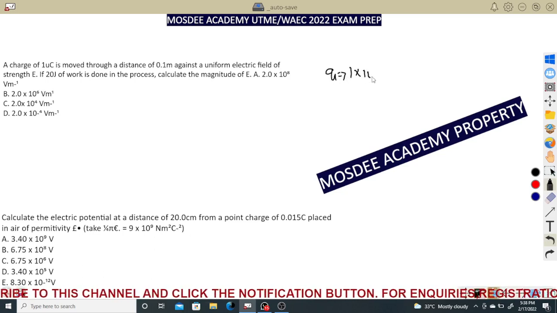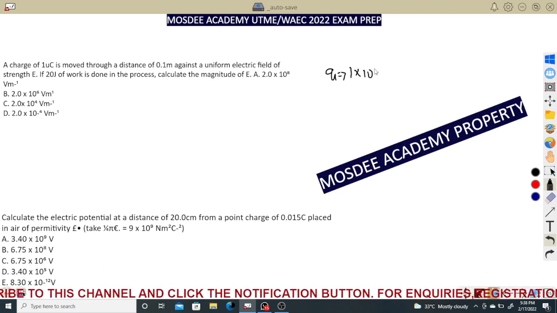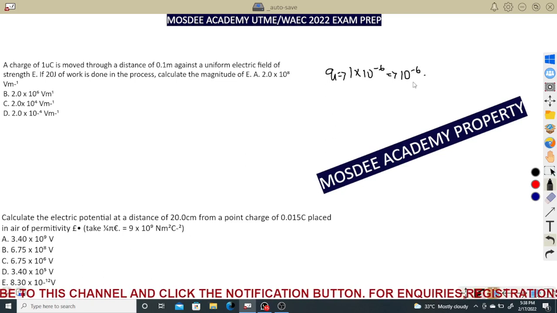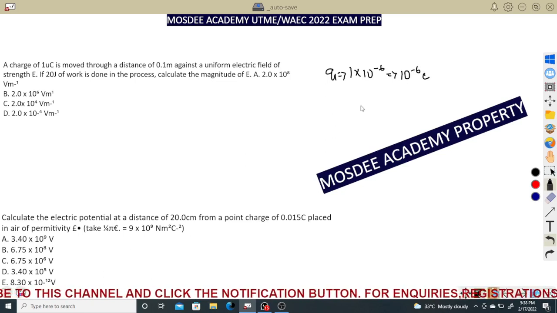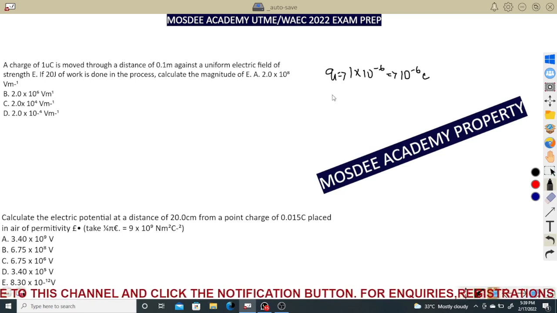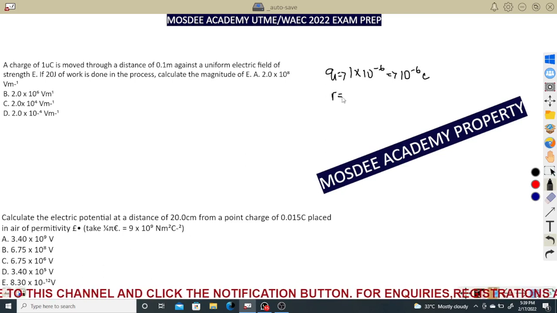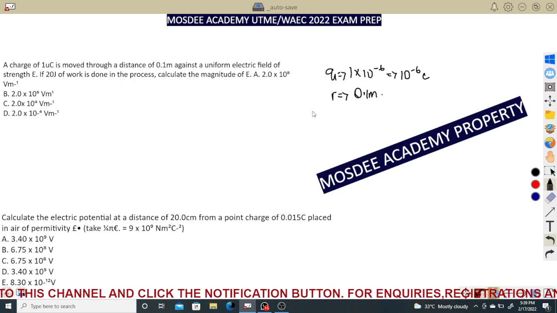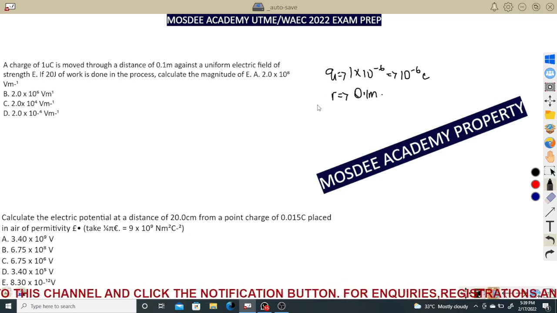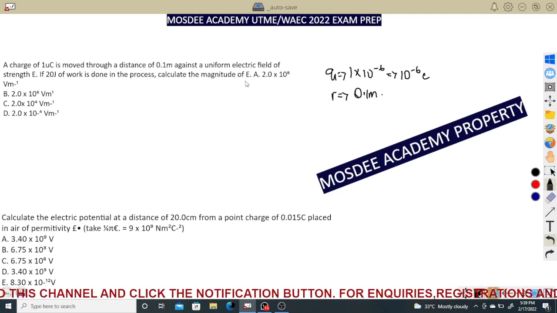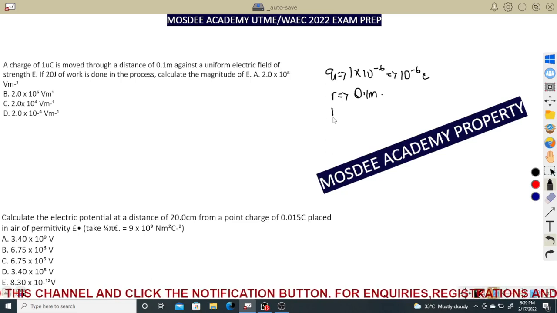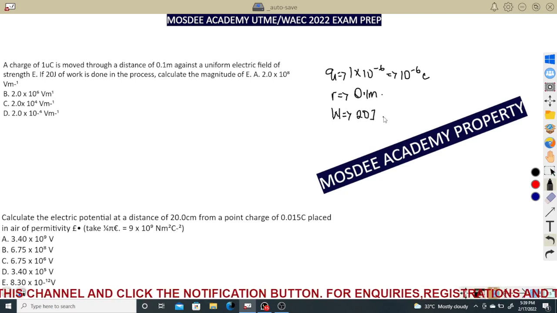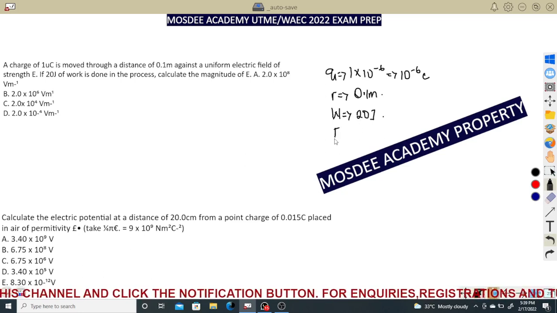1 times 10 raised to power minus 6, which is the same as 10 raised to power minus 6. I have only converted charge to coulombs, from microcoulombs. Distance R. I'm using R as distance since we started this section, 0.1 meter. It's moving in an electric field of strength E. If work done is 20 joules, calculate the magnitude of E. We are looking for E.